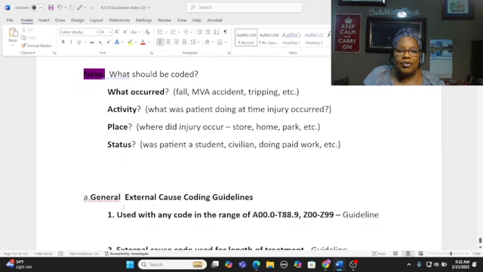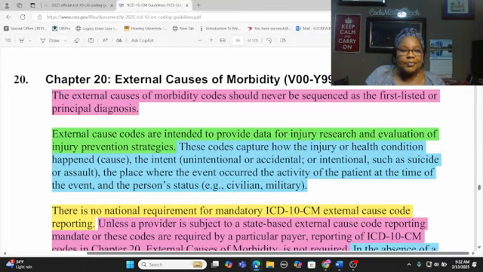All right, we start off with the first one, general external cause coding guidelines. And we're at number 1. Use with any code in range A00.0 through T88.9 and Z00 through Z99. So let's go to the guidelines. All right, it has an intro.